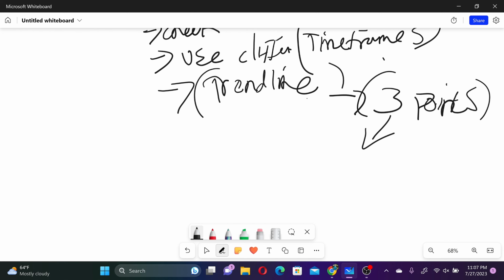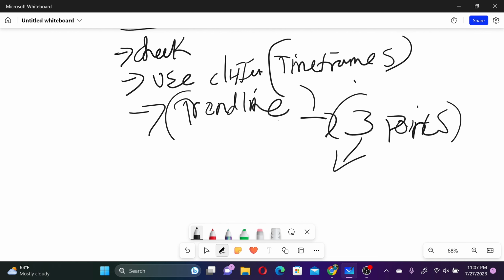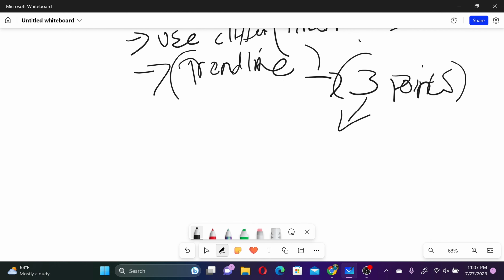You just observe the market, how it's doing. Use different time frames, and draw the trend lines where possible. The trend lines have to touch 3 points. And when it touches those 3 points, then you can see that the trend line is valid. Now, after drawing this trend line, it takes us to the next step.